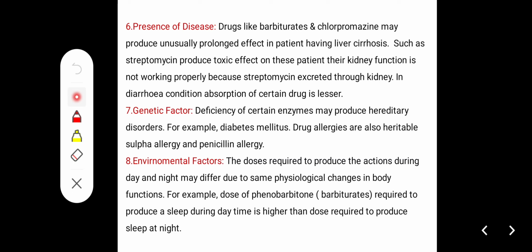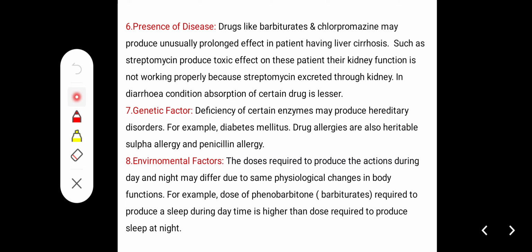The dose required to produce an action during the day and night may differ due to physiological changes in body functions. For example, the dose of phenobarbital, a barbiturate, required to produce sleep during daytime is higher than the dose required to produce sleep at night. Phenobarbital is in the hypnotic category. Hypnotics are drugs or substances which produce sleep.